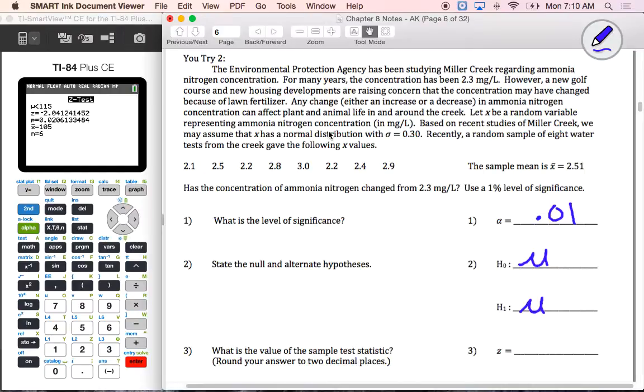Null and alpha. So it has been 2.3, so 2.3 is our null. We want to know if it's changed. If it's changed, it doesn't equal 2.3.